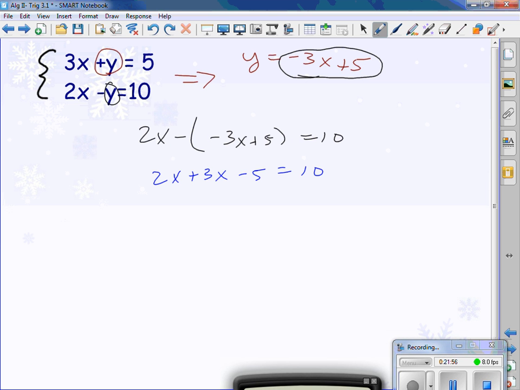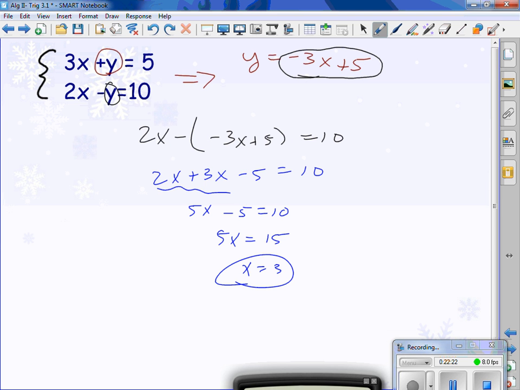Why is it a minus 5? Because the negative times the positive gets me a negative. Combine these two, what do I get? 5x. Now what do I have to do? Add 5 over. 5x equals 15. Divide by 5 and I get 3. I've got half of the problem solved.